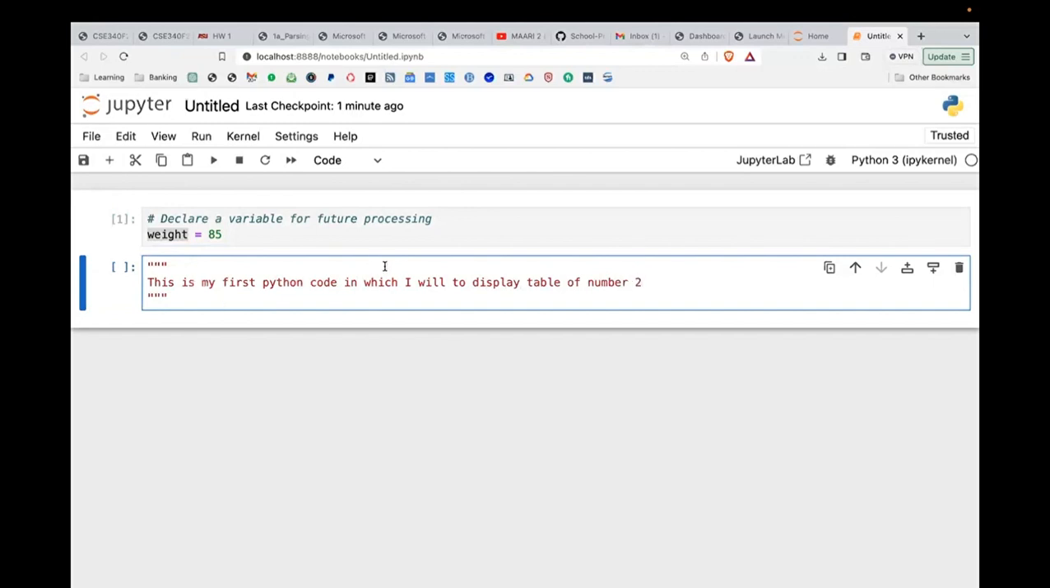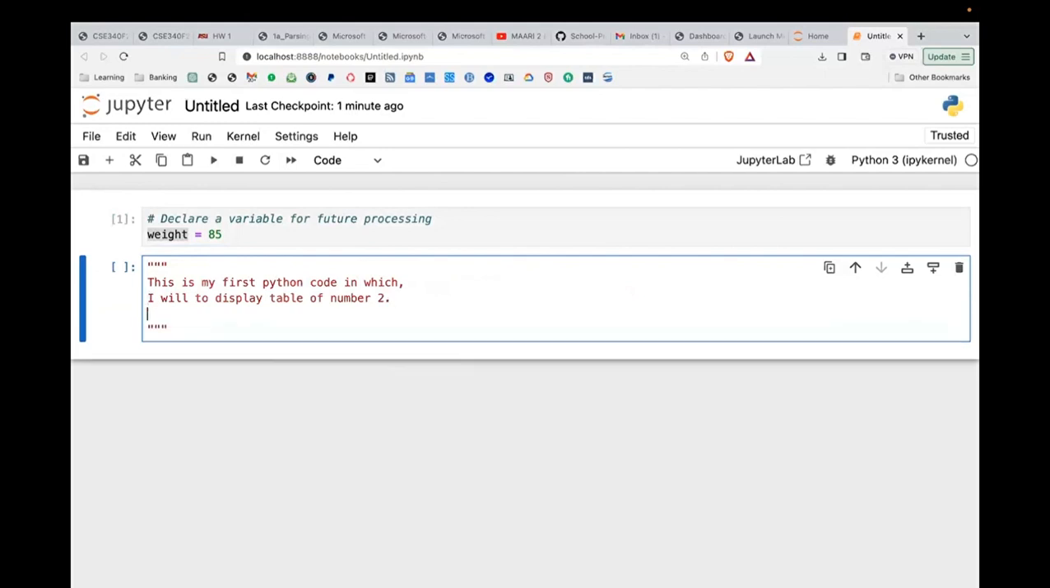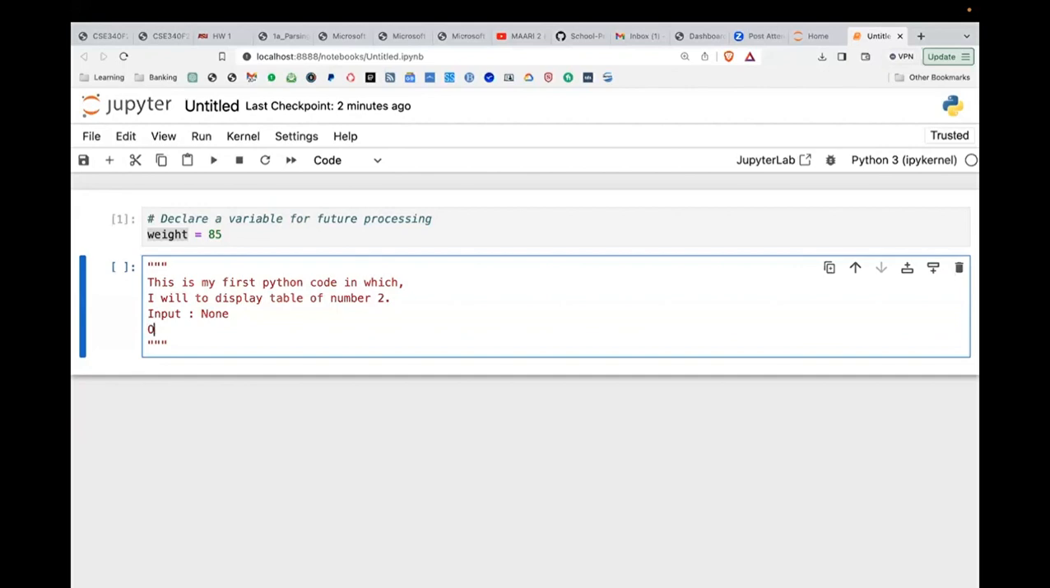I wrote this in one line, but I can also write it in 2 lines. Even if you write it where input would be none, and output also, this is actually just a way of formatting. Output would be none actually. I am not returning anything. I am not getting any input from the user. So this is just my multi-line comment. I wrote it in triple quotes.